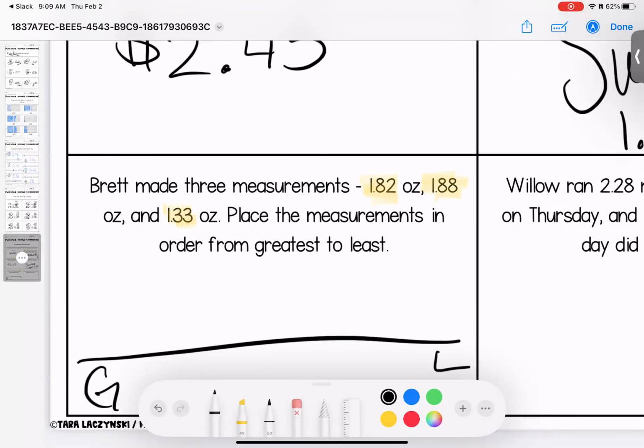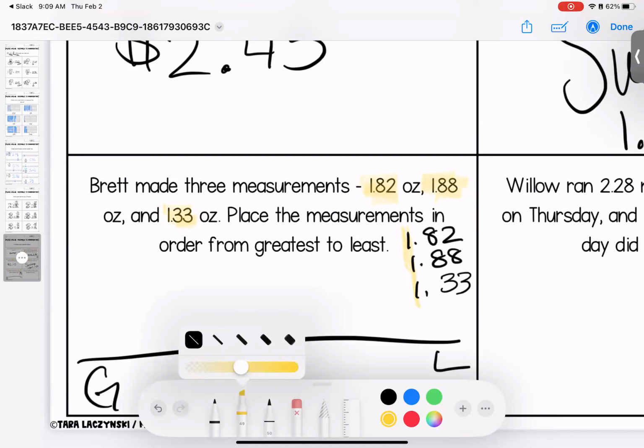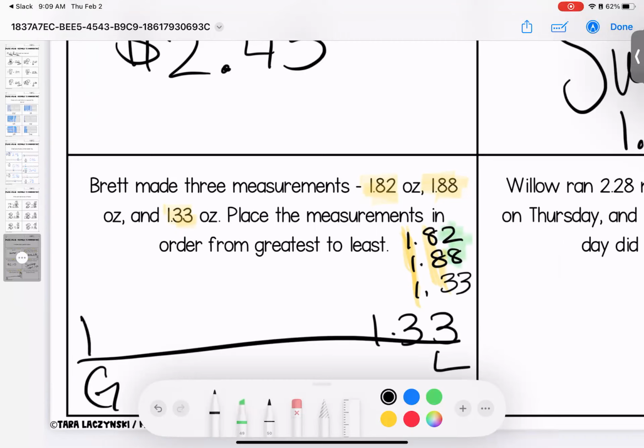We can do the same thing as last time where we stack them. So I have 1.82, 1.88, 1.33, and I start with the first place value or biggest place value. They're the same. 8, 8, and 3. Well, I see my first one that is the smallest, so I'm going to bop that over here. And then I'm dealing with a 2 or an 8. Well, the 1 and 88 hundredths is going to be the greatest. 1 and 82 hundredths is going to be second. And the smallest is 1 and 33 hundredths.